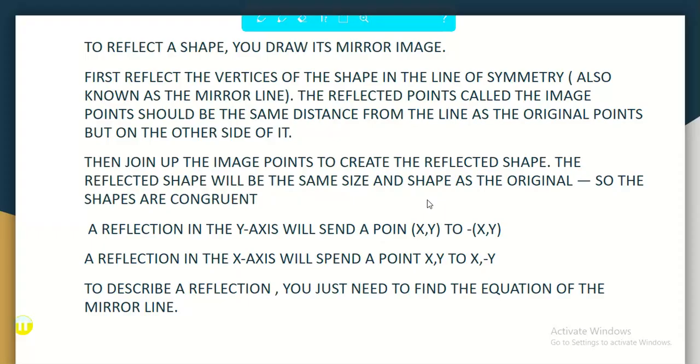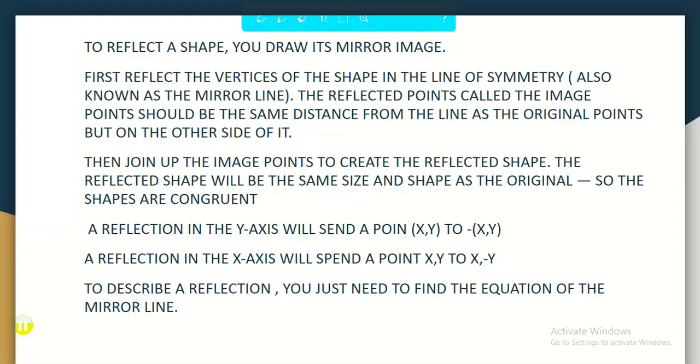First, reflect the vertices of the shape in the line of symmetry, also known as the mirror line. The reflected points, called the image points, should be the same distance from the line as the original points but on the other side of it. Then join up the image points to create the reflected shape. The reflected shape will be the same size and shape as the original, so the shapes are congruent.